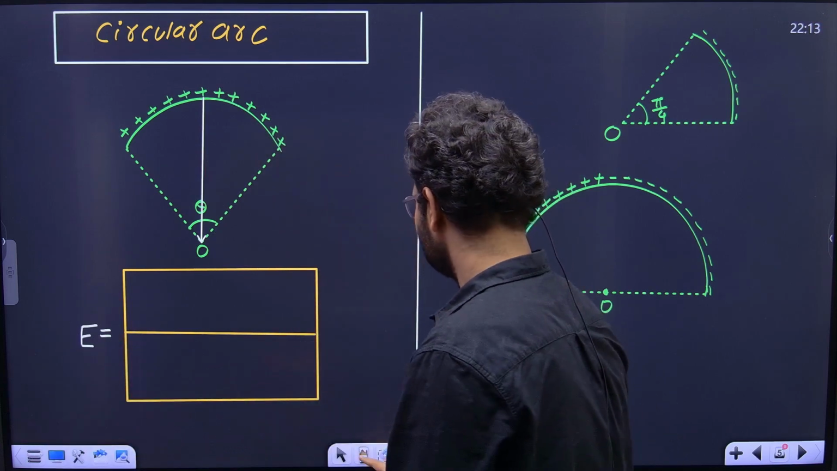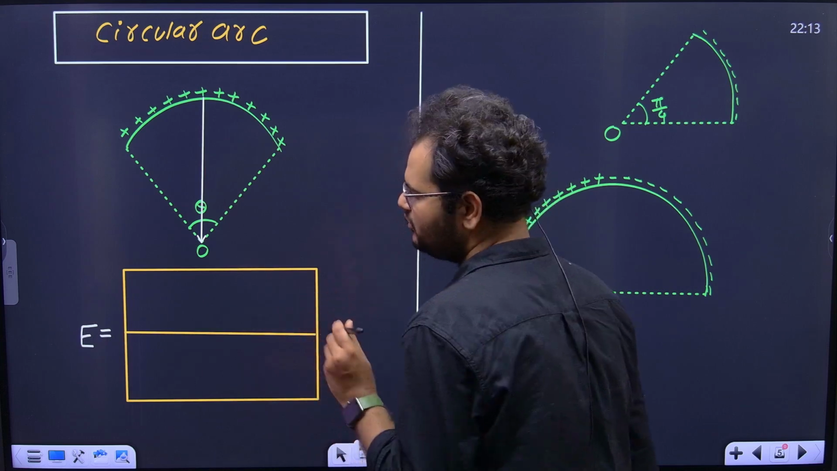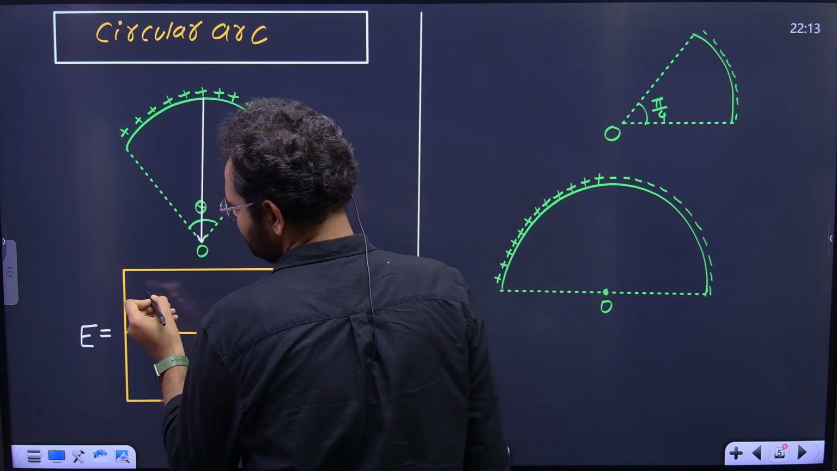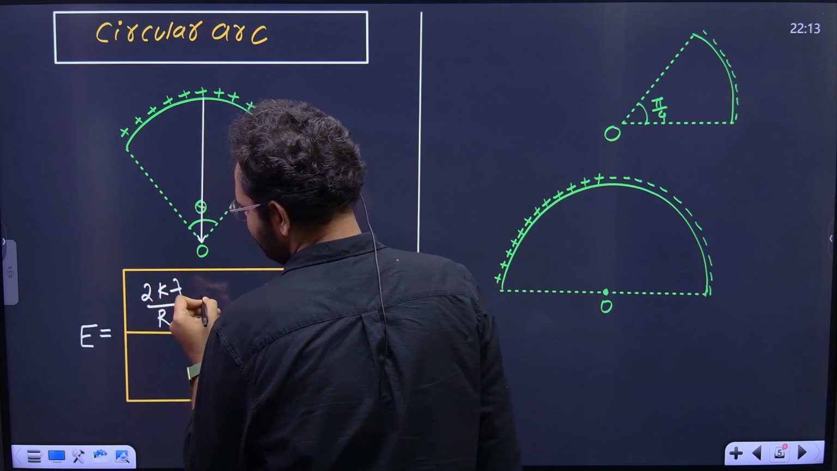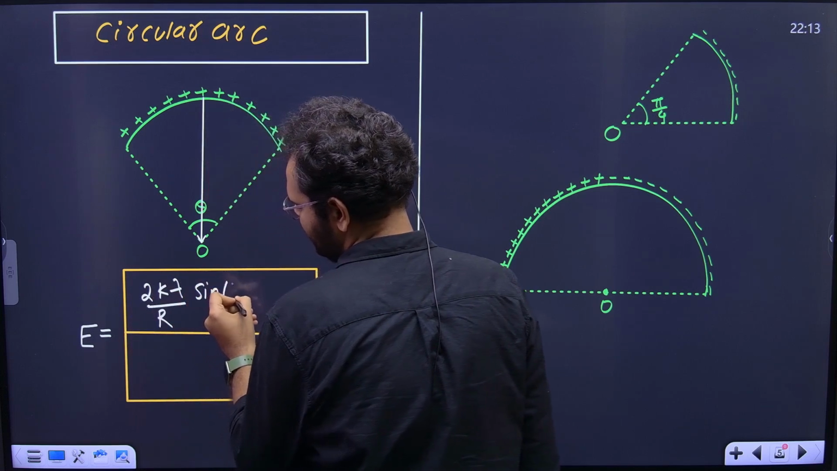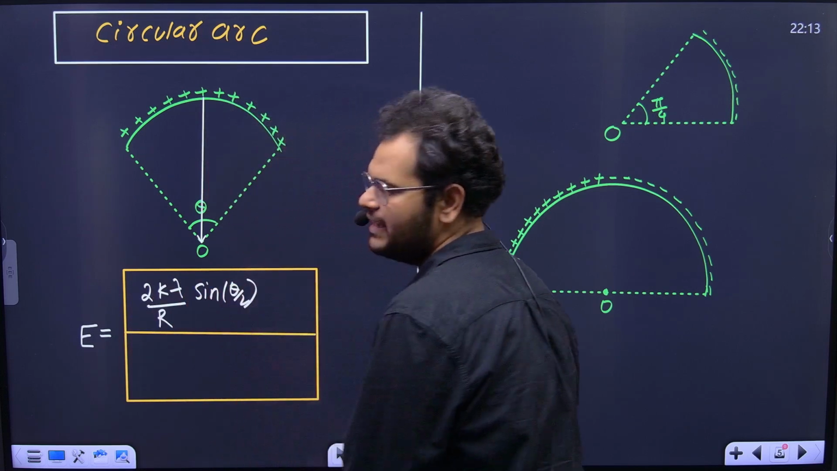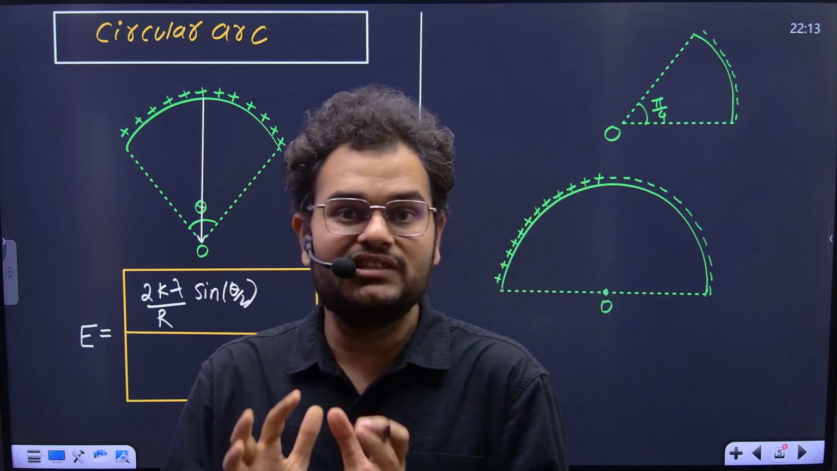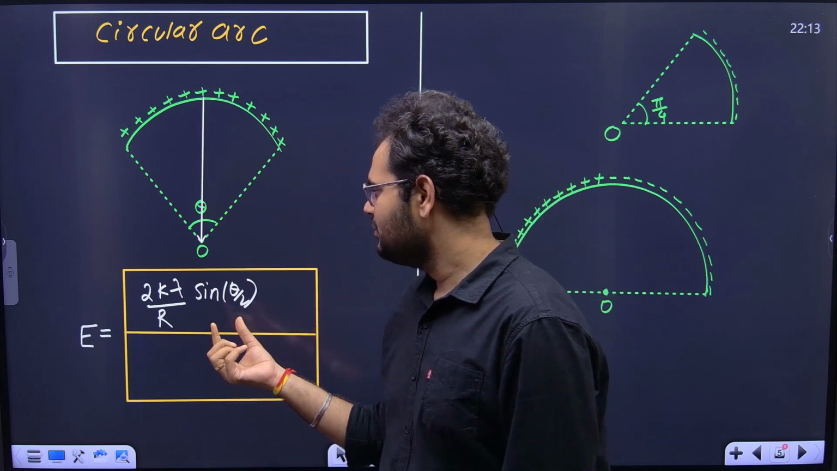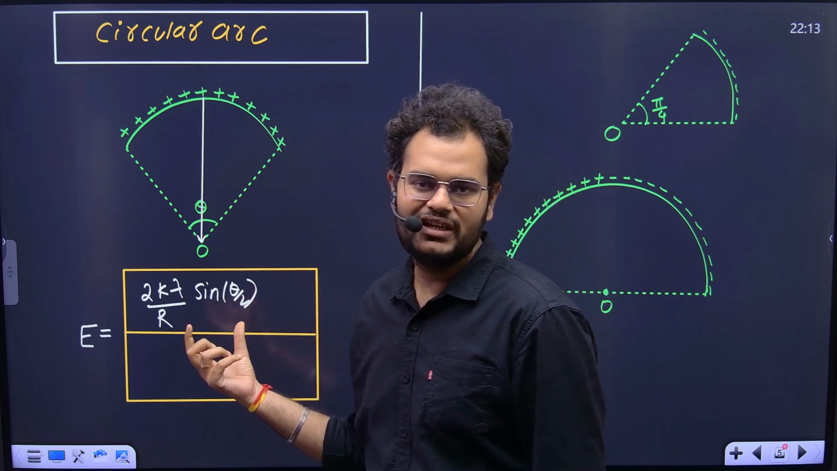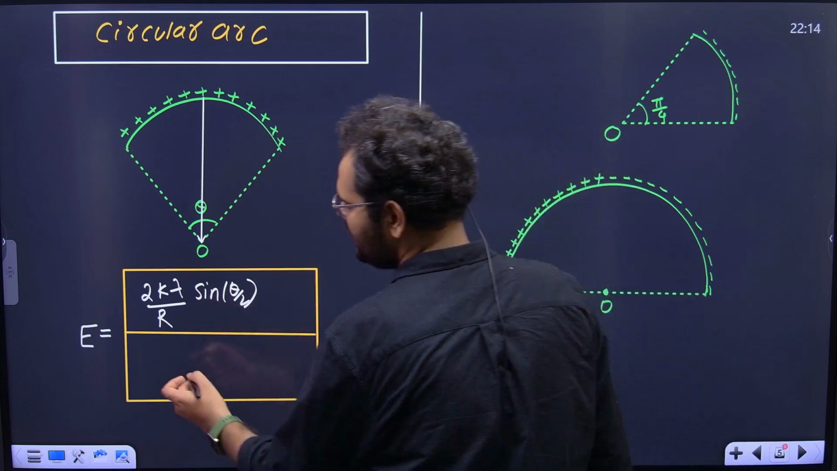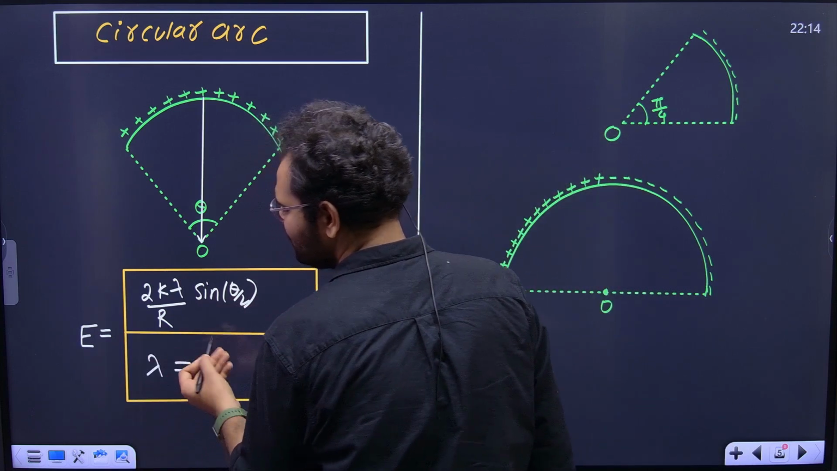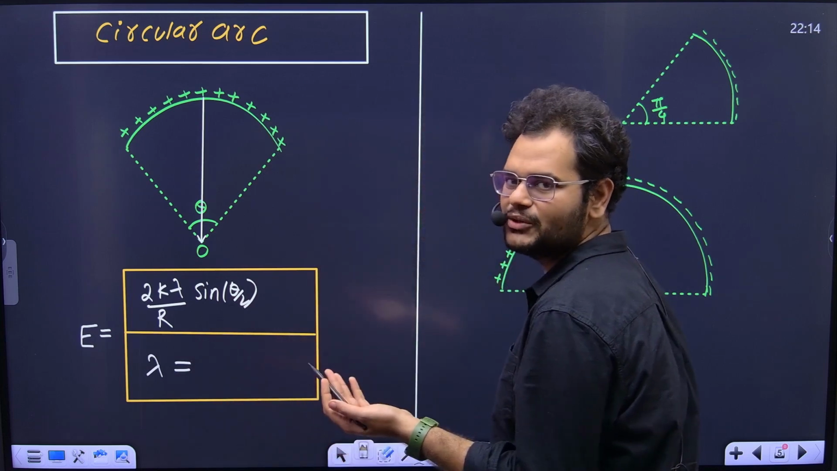Sir, what is the formula? This formula you have to remember: 2k lambda by r, sine theta by 2. This is an important formula. I suggest you remember it as it is, because many times they ask questions on it, and if formulas are not there, how are we going to solve? Sir, what is lambda here? Lambda is simply charge per unit length.